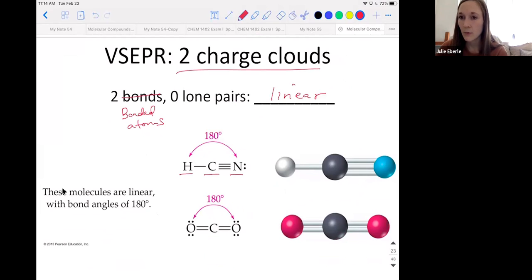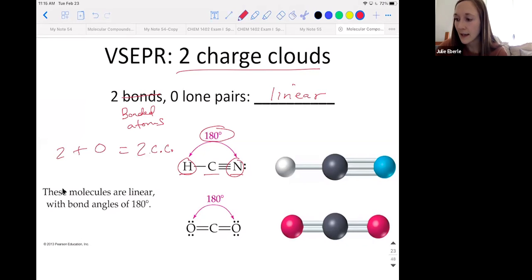So here we have 2 atoms bonded to carbon. We've got a hydrogen and a nitrogen. So that would be 2 plus how many lone pairs on the carbon? 0. So that's how we add up to 2 charge clouds. And we see in a linear molecule, the reason we say it's linear is because the hydrogen and the nitrogen are 180 degrees apart, and that makes a straight line.